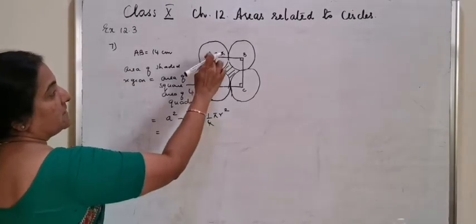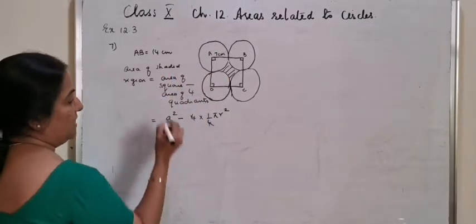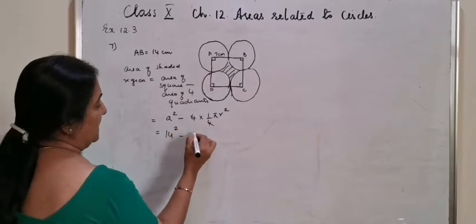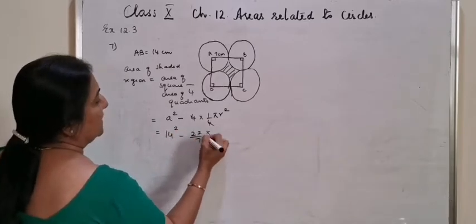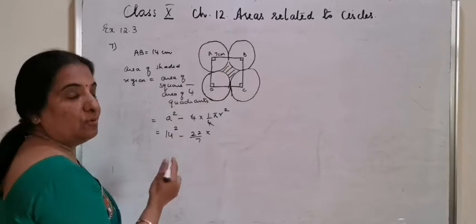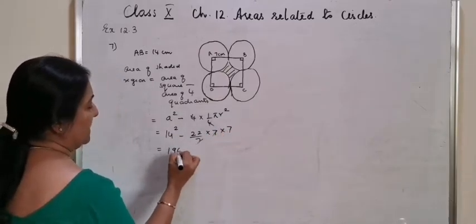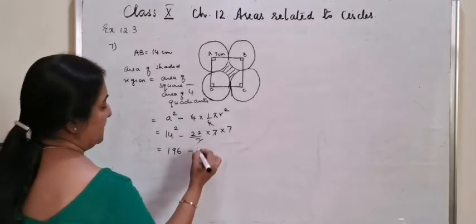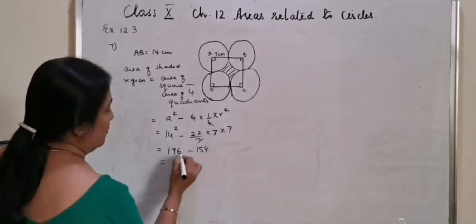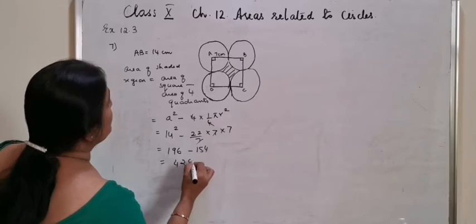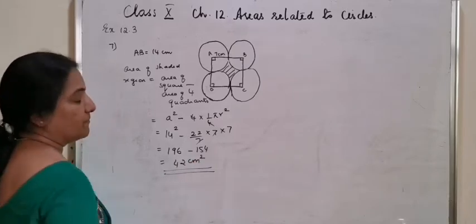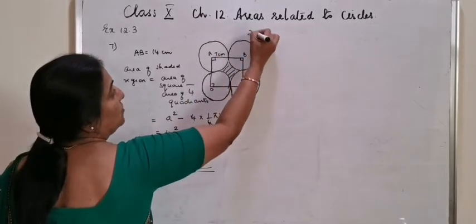Substituting the formula, the side of the square is given as 14. 14 square minus 22 by 7 into radius of the quadrant is 7, 7 into 7. 14 square is 196 minus 7 twos are 14, 154, which is 42 centimeter square. This is a very important 2-mark question.